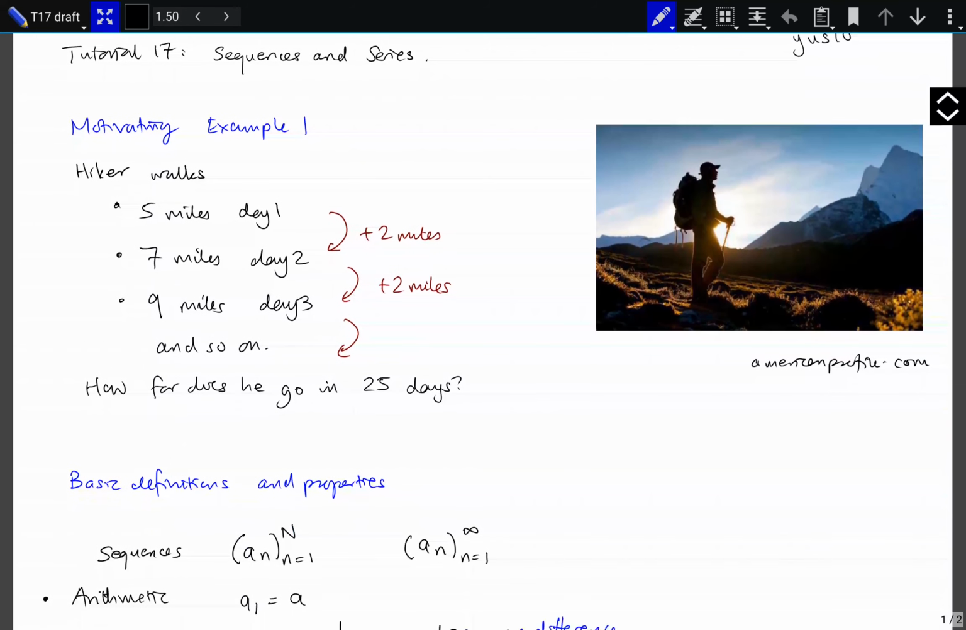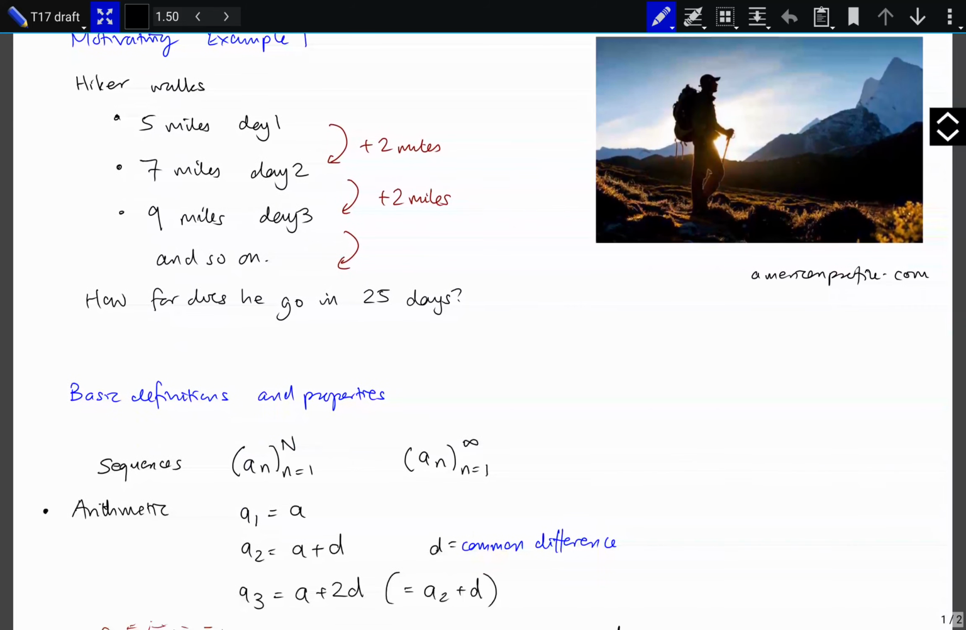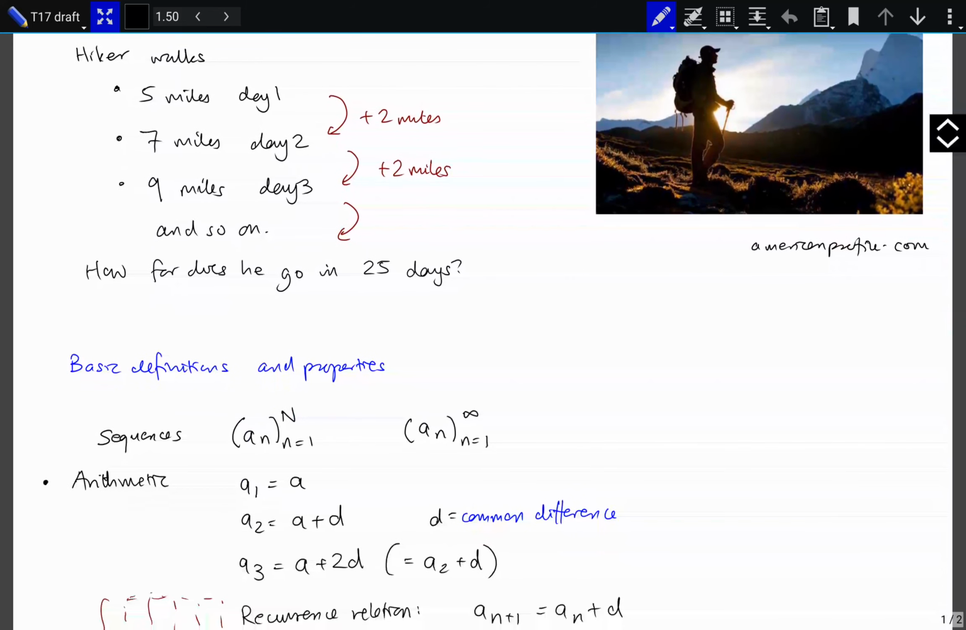So to start, let's give you some basic definitions and properties. A sequence is a collection of numbers which could be finite or infinite. Here we have an indexing set and the actual values.